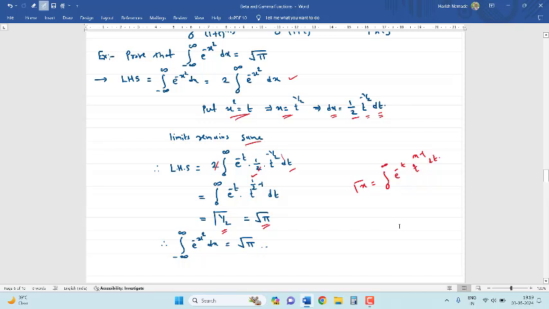Hence the value of this integral, that is, the left hand side integration from minus infinity to plus infinity of e raised to minus x squared dx, is equal to under root of pi.